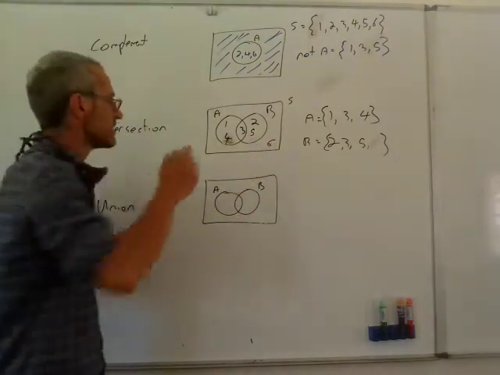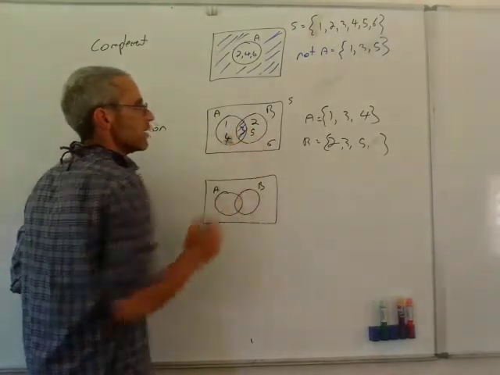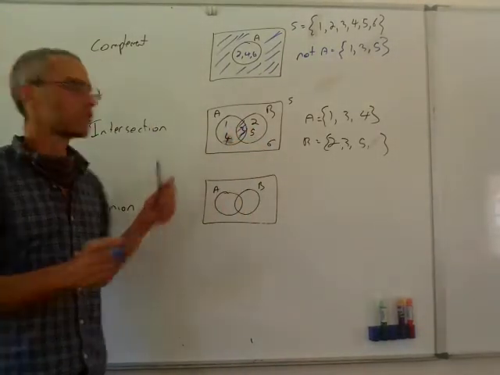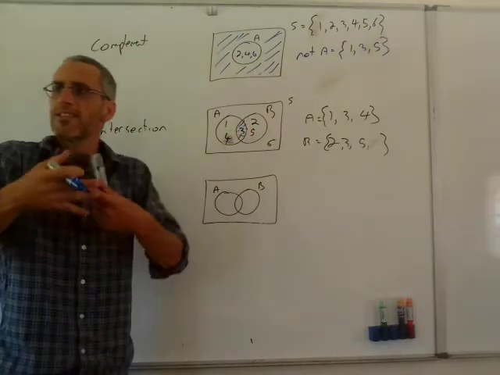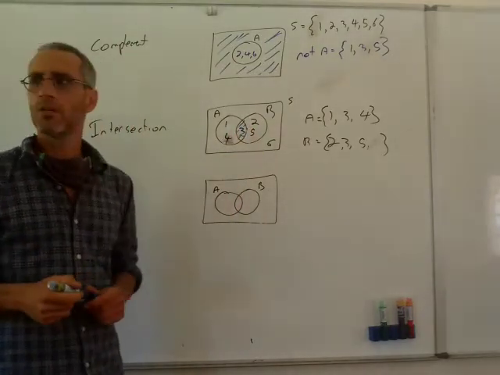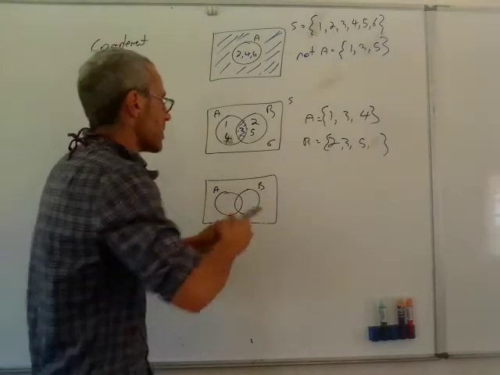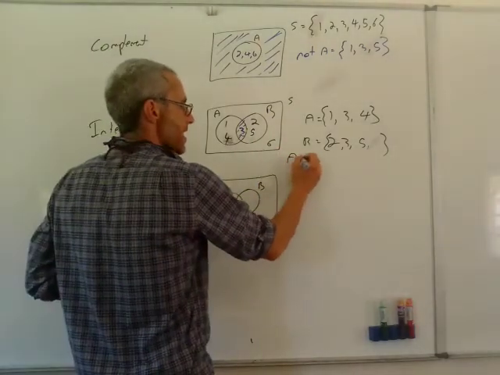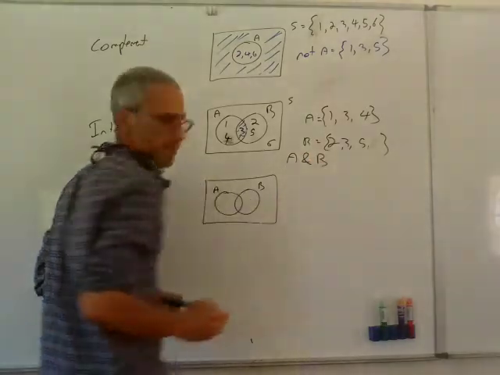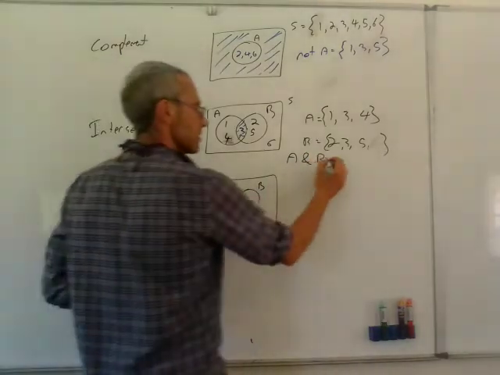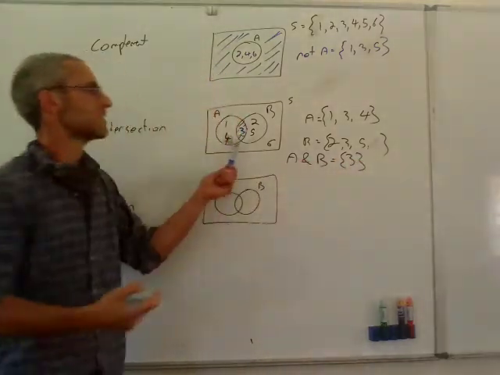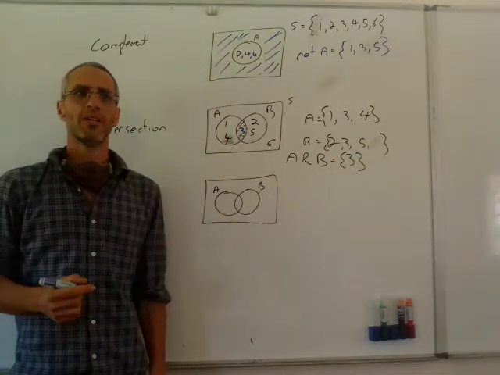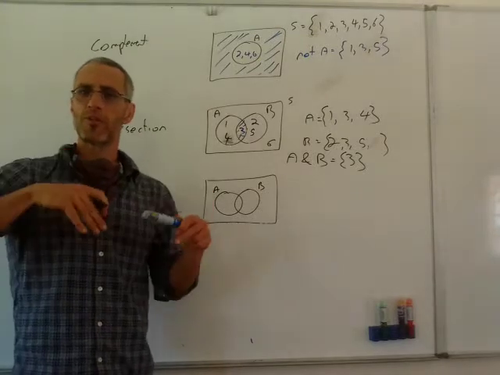Now, this area is called the intersection, for obvious reasons. You can see why it's called the intersection. It's the intersection of A and B. So we're going to write A and B. I'm looking at A and B. That's going to be 3. 3 is the intersection of A and B. It's the number that appears both in A and B.